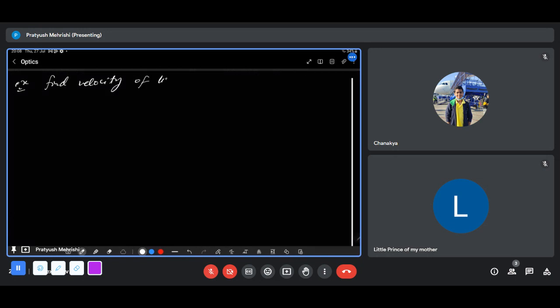Find velocity of light in medium A. Velocity of light in medium B is given as c by 3, c is velocity of light in vacuum. Solve it now.